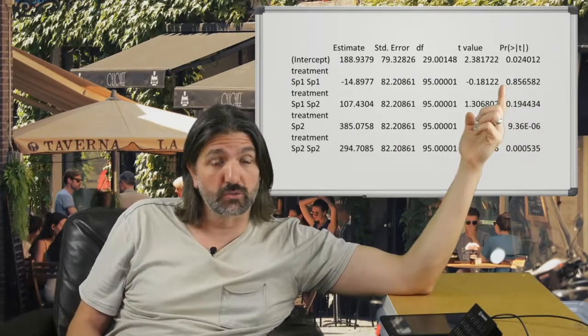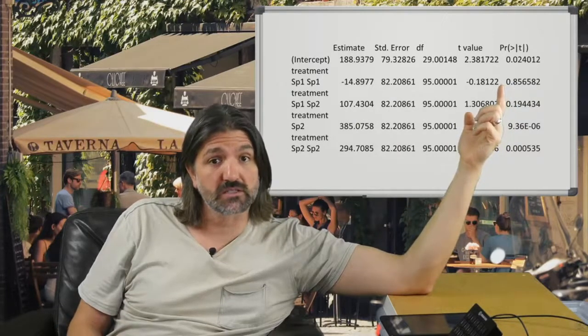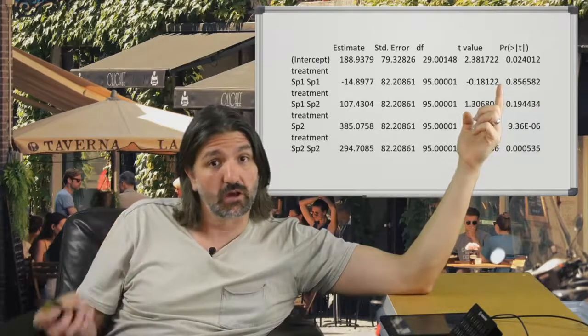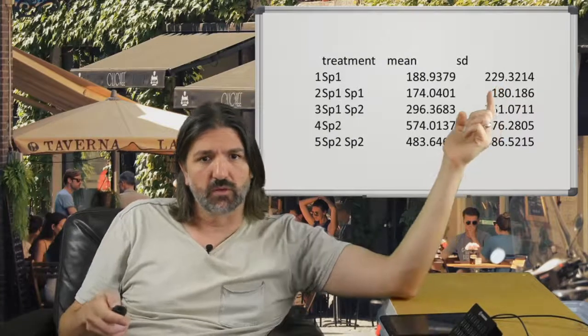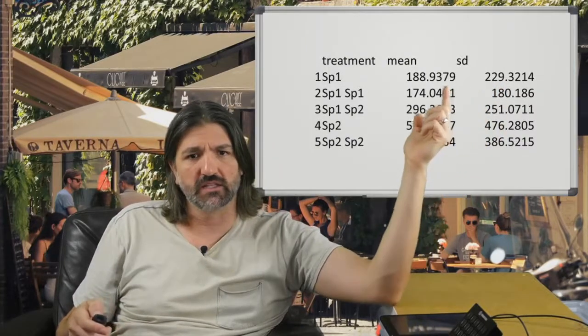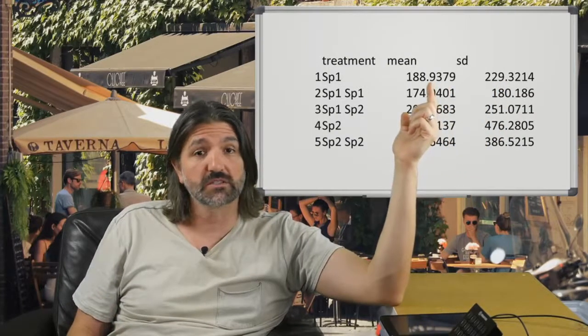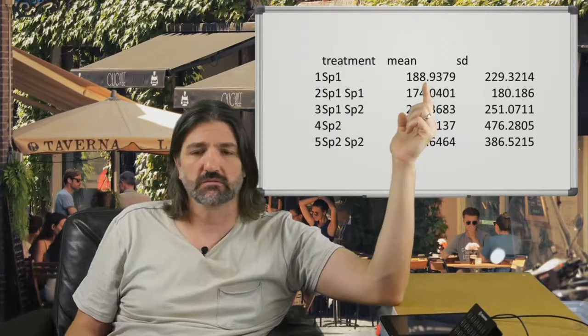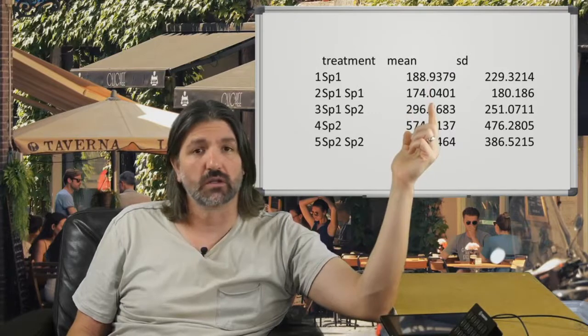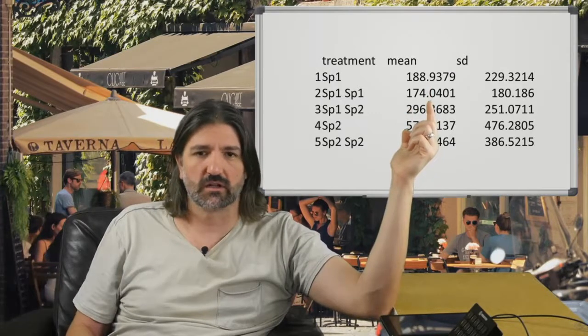So let's take a look really quickly at the mean growth rates of species 1 alone versus species 1 against itself. And what we have here is the growth rate is 188 millimeters squared per day. And then here's 174. Let's not get stuck on the units now.